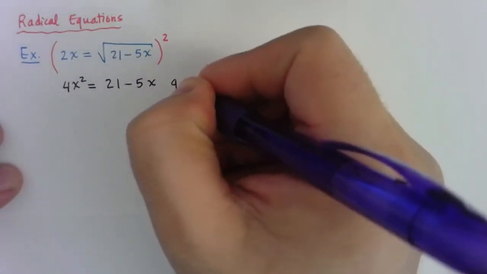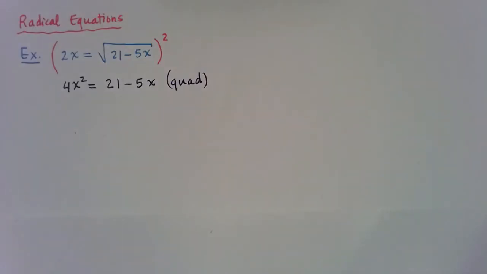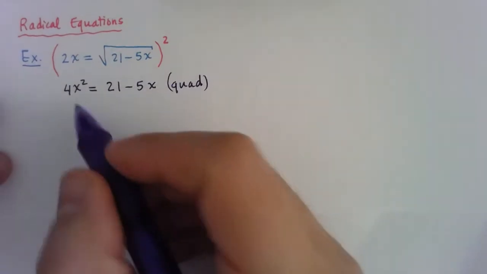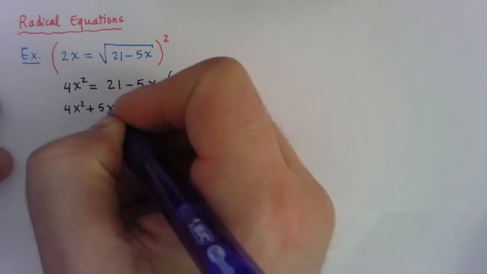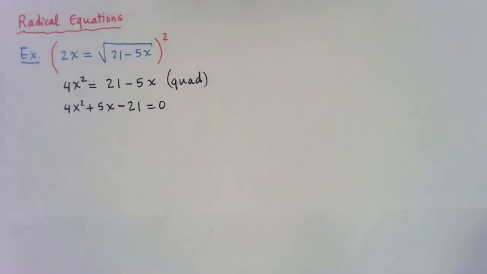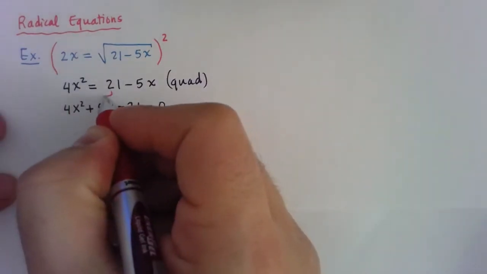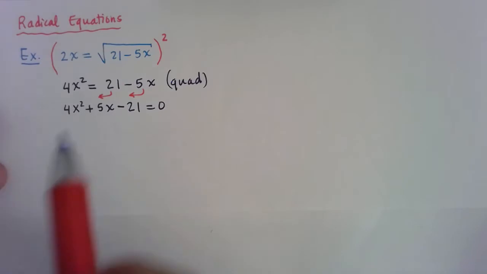Now this becomes a quadratic, but at the end there's an important step that you have to take. Just be careful. That's all. So you can move that 5x to the left side. I have 4x squared plus 5x, and move that 21 to the left side, which is going to be negative 21, equals 0. So that becomes negative 21 and that becomes plus 5x.